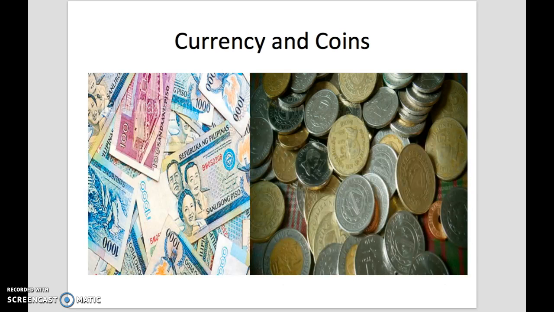So what are the things that we consider cash? That's your currency. Here in the Philippines, we have our Philippine peso, and then we have our coins here on the right, and also checks.